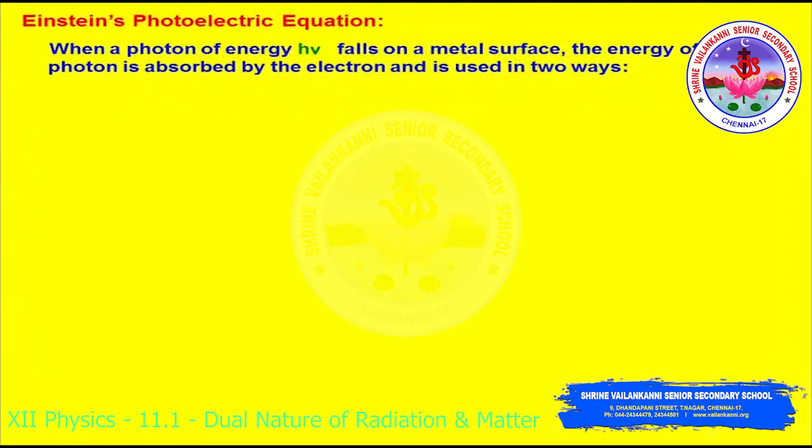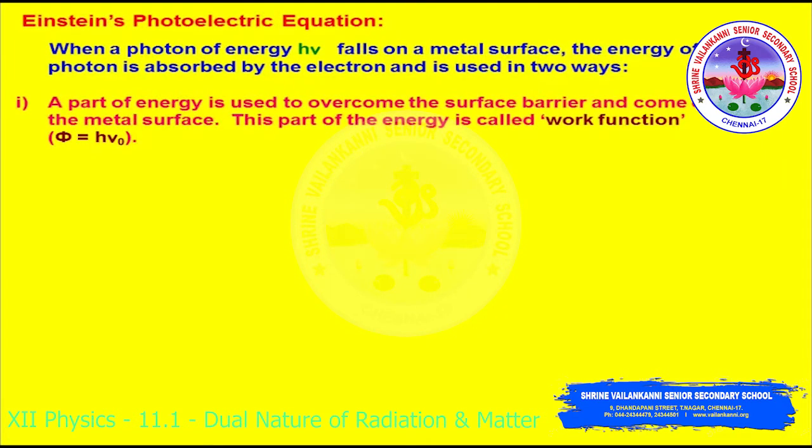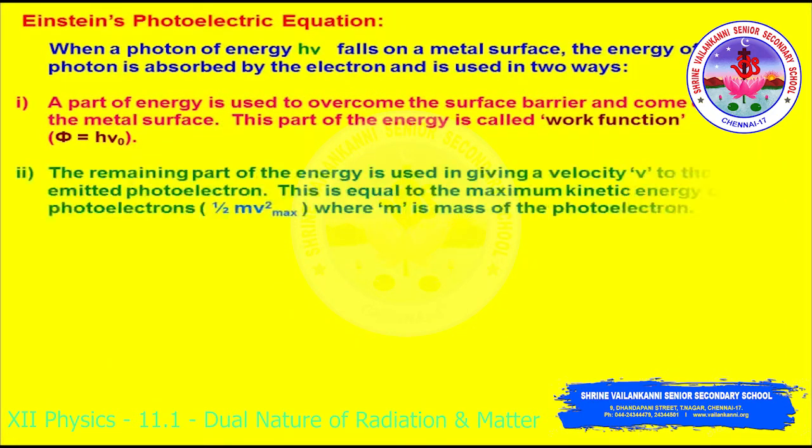absorbed by the electron and is used in two ways. The part of energy which is used to overcome the surface barrier and come out of the metal surface, we call the work function, that is phi, which is equal to h nu naught. The remaining part of the energy is used in giving the velocity v to the emitted photoelectrons. This is equal to the maximum kinetic energy of the photoelectrons, that is half m v square maximum.